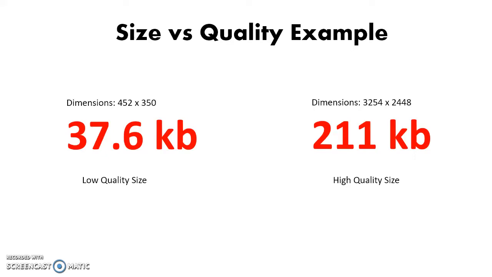Let's compare the attributes of these 2 files. The low quality image is approximately 450 by 350 pixels. We save the image as a JPEG file and we see that the size is 37.6 kilobytes. The high quality image is almost 9 times bigger when referred to the amount of pixels. When we save this file, it is 211 kilobytes.